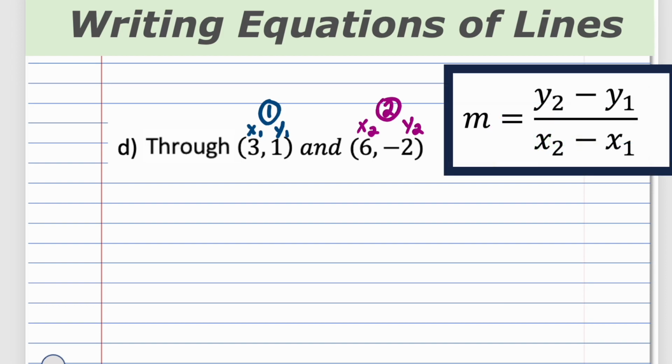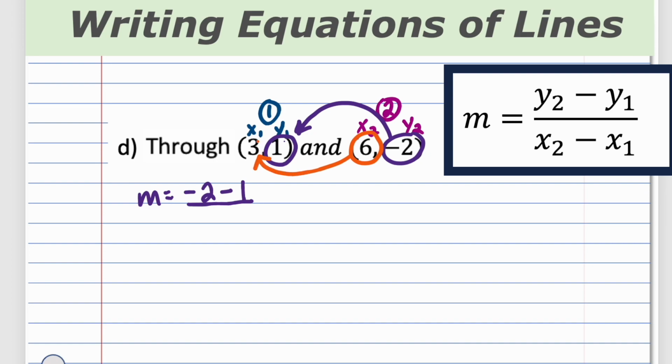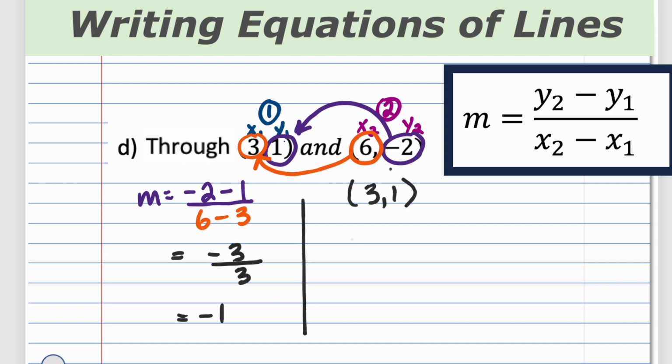Slope is equal to the change in y over the change in x. -2 subtract 1 divided by 6 subtract 3. -2, -1 makes -3, and 6 subtract 3 is 3. The slope is -1. We could use any point. We'll use the 3, 1. The y value is 1. Slope is -1. X is 3 plus the b.